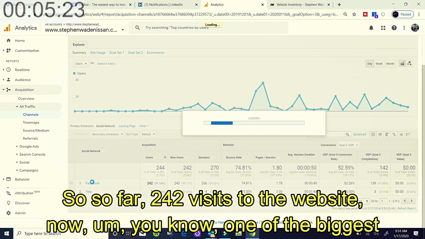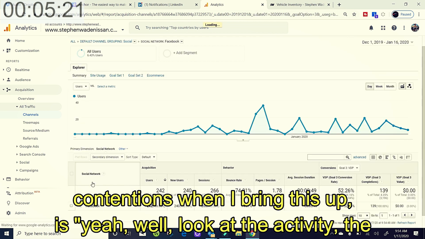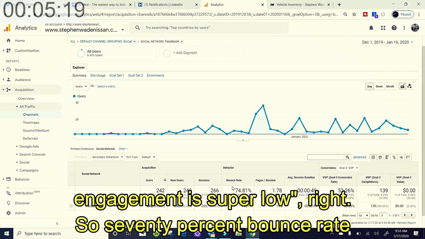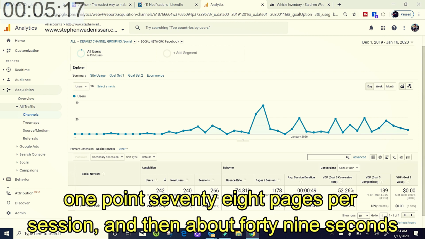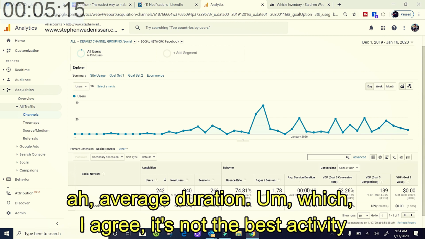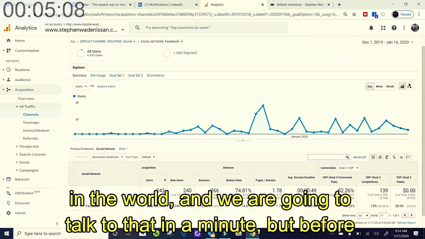Now, one of the biggest contentions when I bring this up is, well, look at the activity. The engagement is super low, right? 70% bounce rate, 1.78 pages per session, and about 49 seconds average duration, which I agree, it's not the best activity in the world. And we're going to talk to that in a minute.